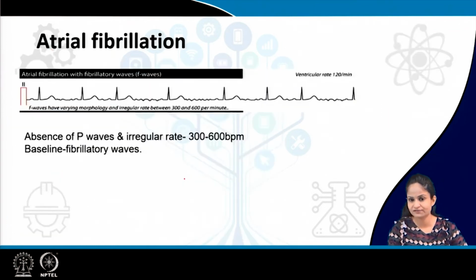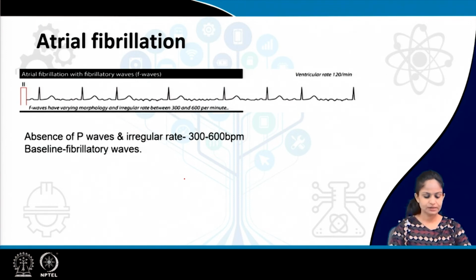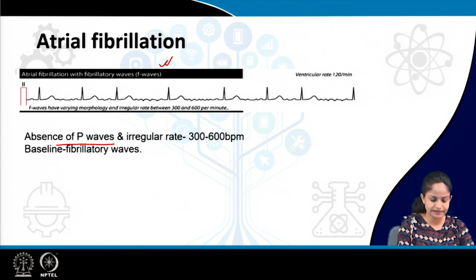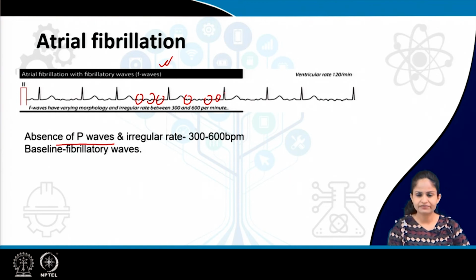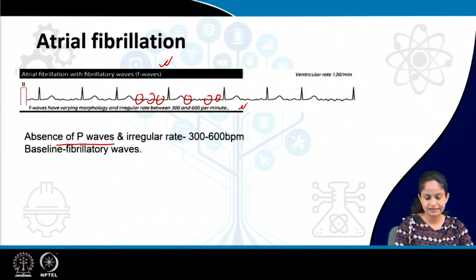We should remember atrial flutter: 300 beats per minute atrial rate, and the ventricular rate is 150 beats per minute, which is regularly irregular, and we get sawtooth-like appearances. Now, atrial fibrillation with fibrillatory waves, these are small f waves, irregular waves. There is absence of P waves, we do not find any P waves over here, and the f waves morphology, if you see, they are beating irregularly.